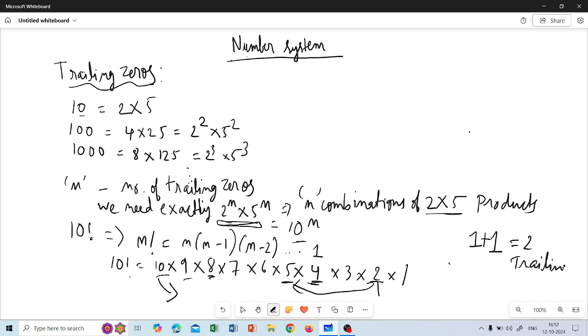So this is the concept, a very simple example. Now you'll ask me how to find it if there are so many twos. Let me continue with this example.